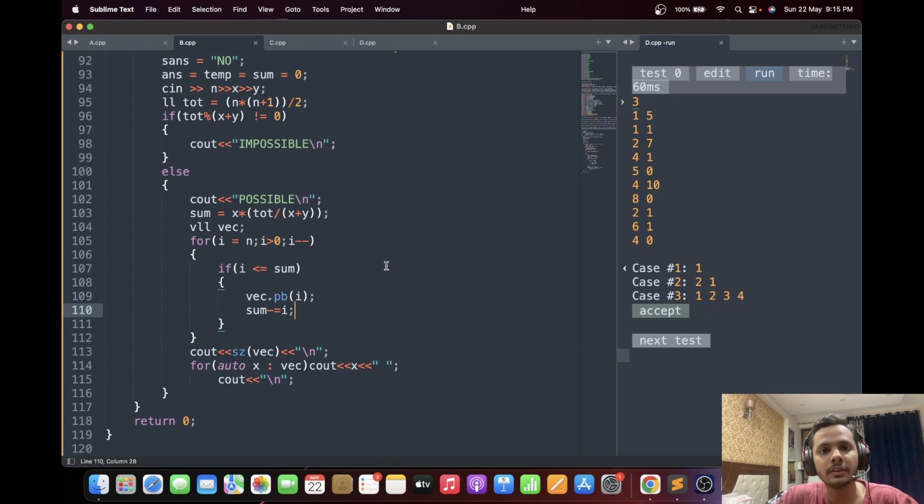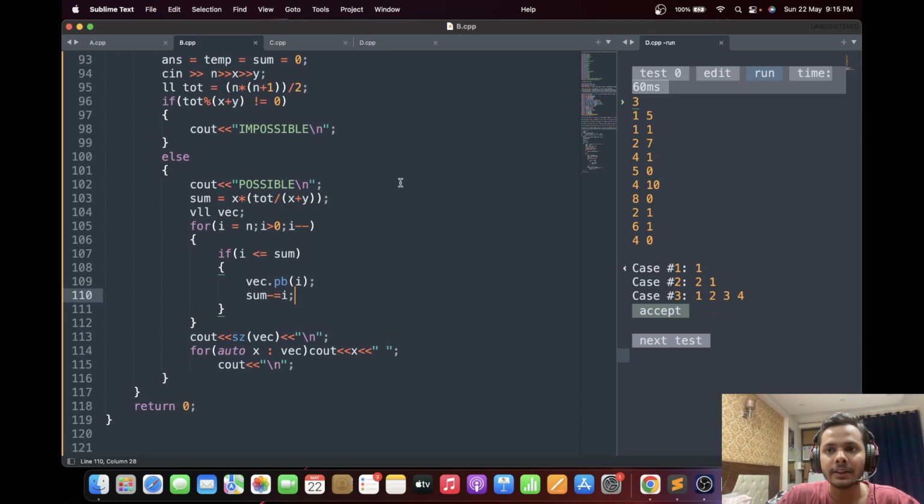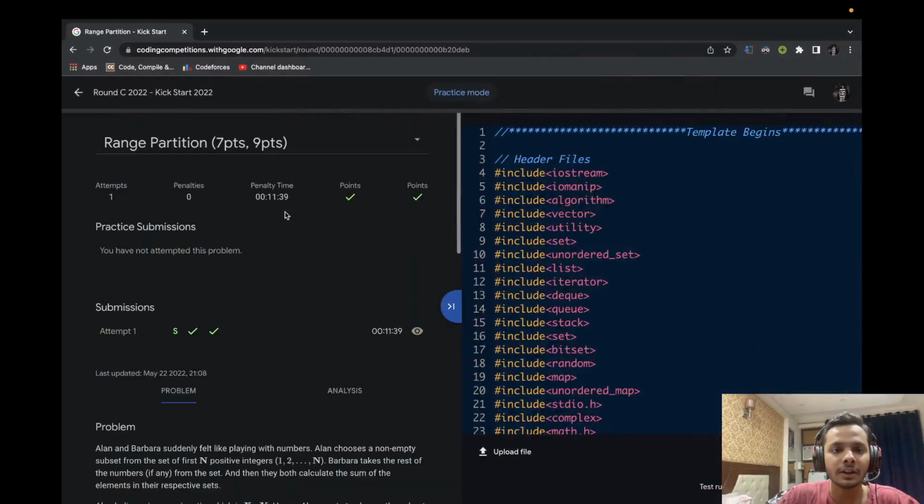So this completes the solution to problem B. Let's move on to problem C now, which is a really interesting problem.